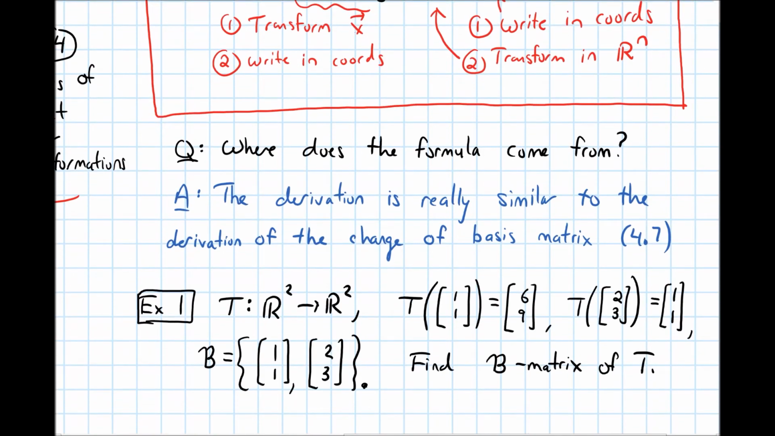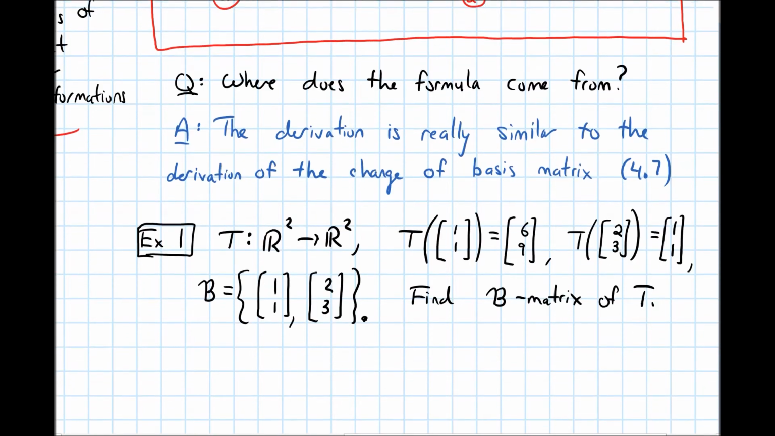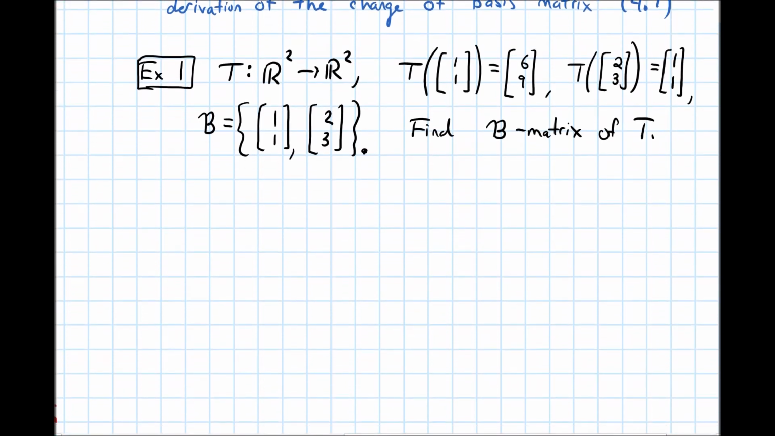We've talked a lot about theory. Let's do an example. So let's say that T is a transformation that goes from R2 to R2. And T of the vector (1, 1) equals (6, 9). And T of the vector (2, 3), when I plug in the vector (2, 3) into T, I get out the vector (1, 1). So the vectors (1, 1) and (2, 3) are basis vectors, and I'm calling the basis B. So we want to find, in this case, the B matrix of T. This is the special case where the domain and the codomain are the same, and that's where we're finding the B matrix.